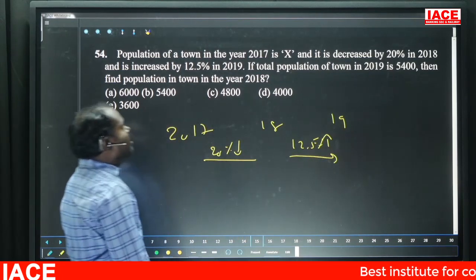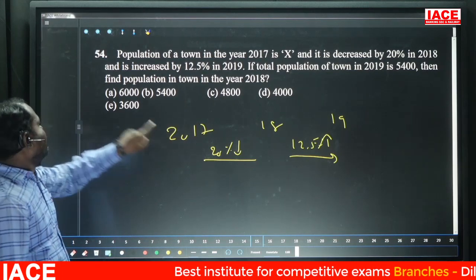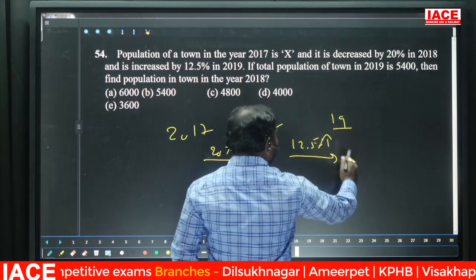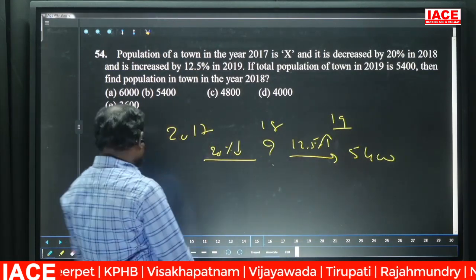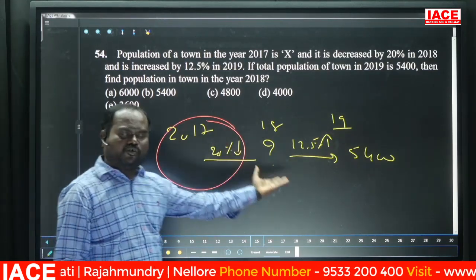That thing he was saying. If the total population of 2019 is 5400, then what about 2018? So this value is 5400. What about 2018? That means this information is not required. Just observe this only.